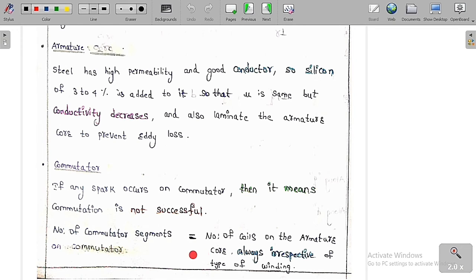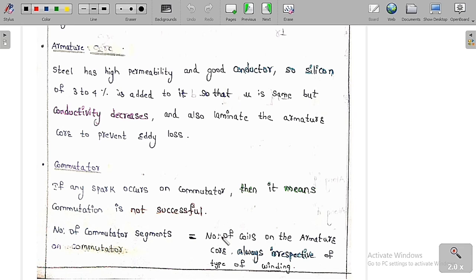It's a very important point that you always need to keep in mind. The number of commutator segments on the commutator is equal to the number of coils on the armature core, always, irrespective of the type of winding. So this is a very important point.